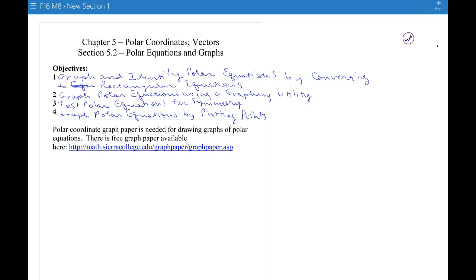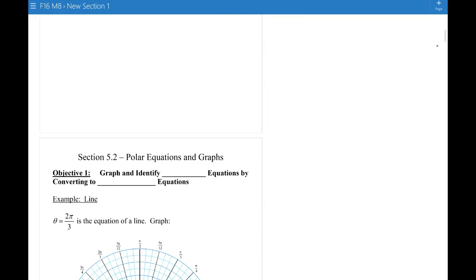So you will need polar coordinate graph paper, and I give you some in class, but if you need more, here's the link to the free graph paper that's available.